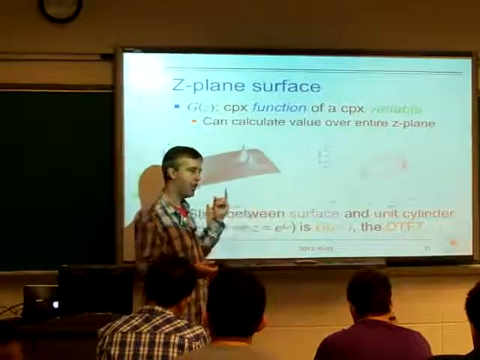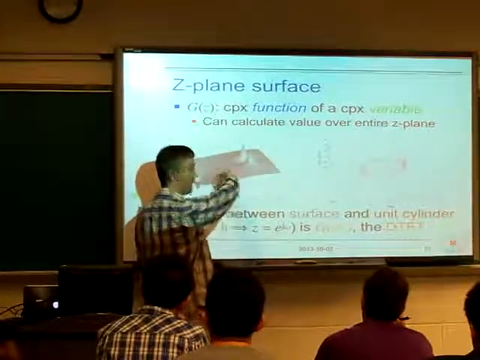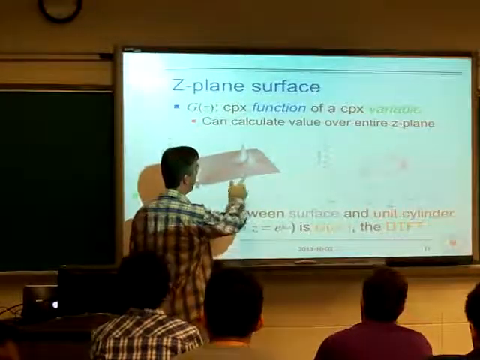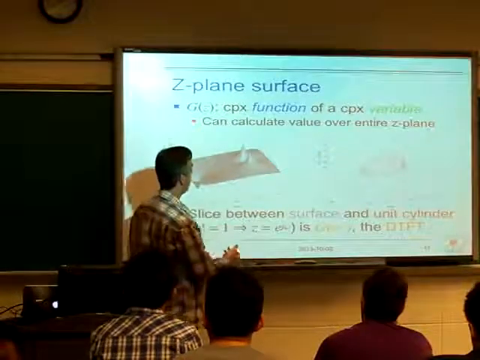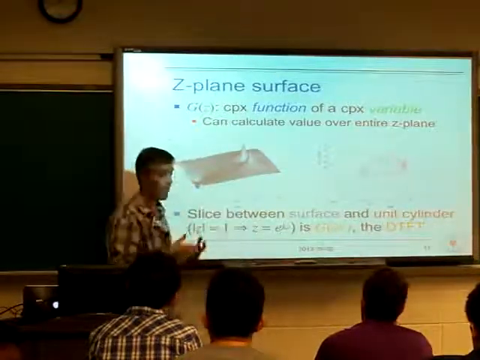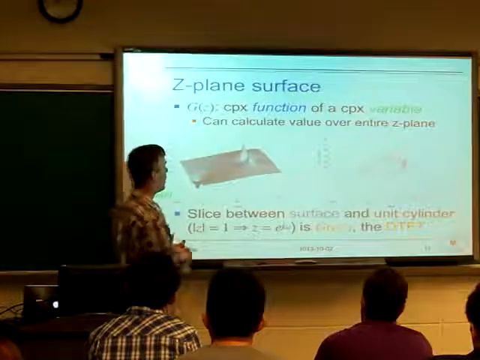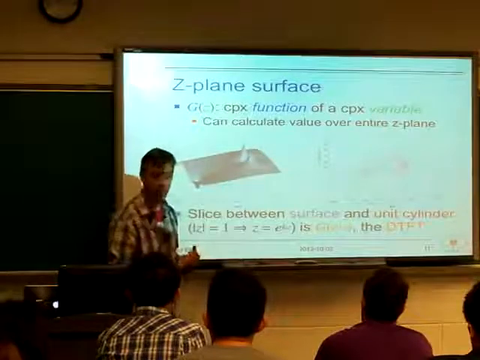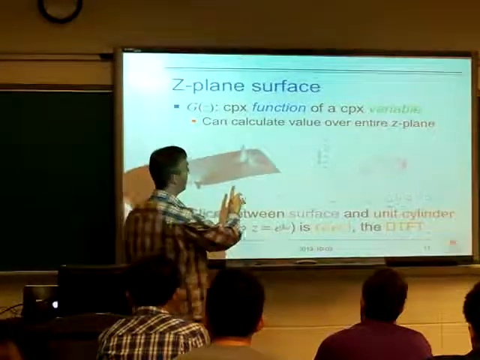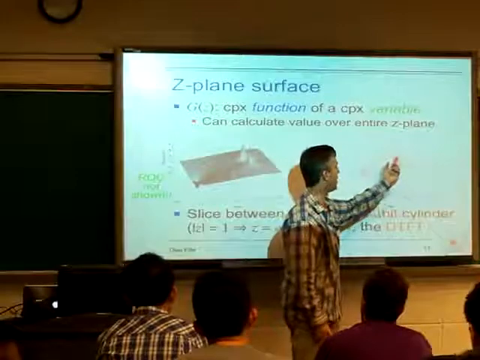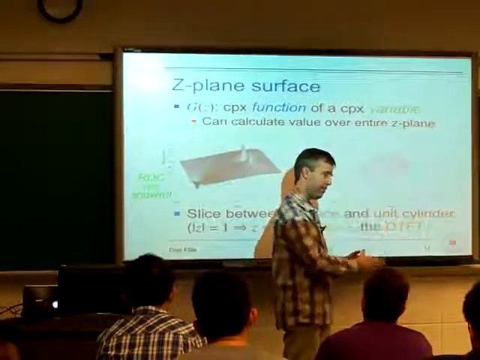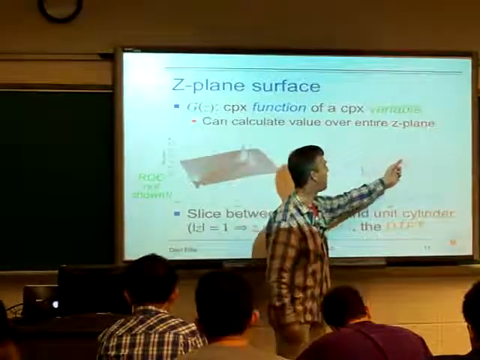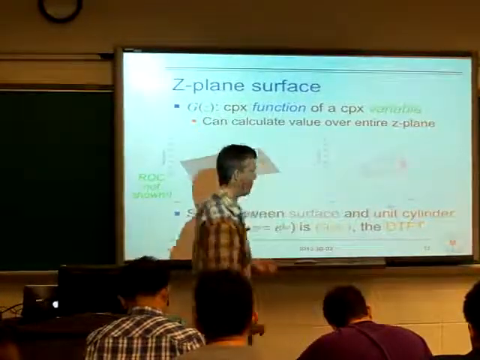Z equal e to the j omega is just a unit length vector with angle omega on the z plane. And so we can plot this circle here, which is the unit circle, and it's the set of z such that z equal e to the j omega for all omega. And then we can find out what the values of g of z are for those values of z, and that gives us the intersection between some circular cylinder and this surface here, but these are the actual values of the DTFT.